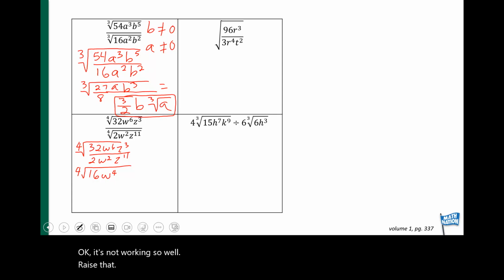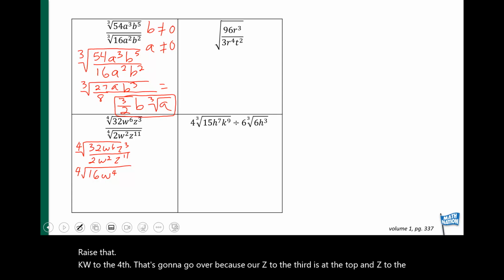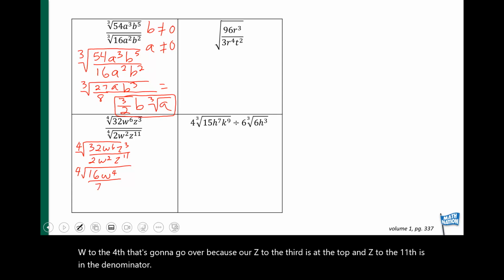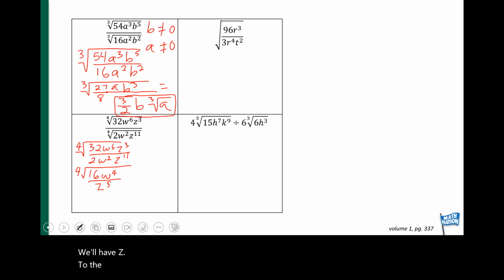Okay, w to the 4th. That's going to go over because our z to the 3rd is at the top and z to the 11th is in the denominator. We'll have z to the 8th in the denominator because more of my z's are in the denominator.